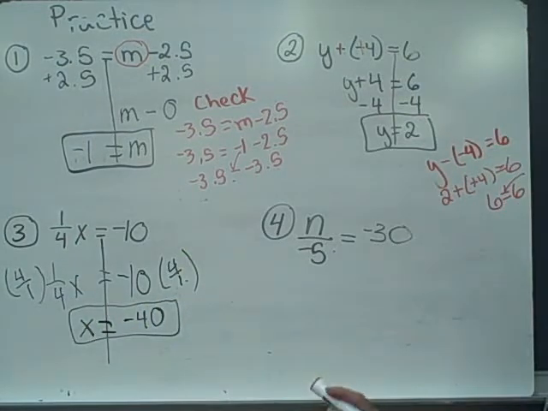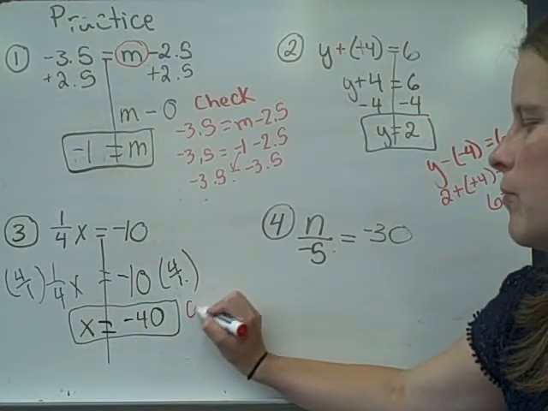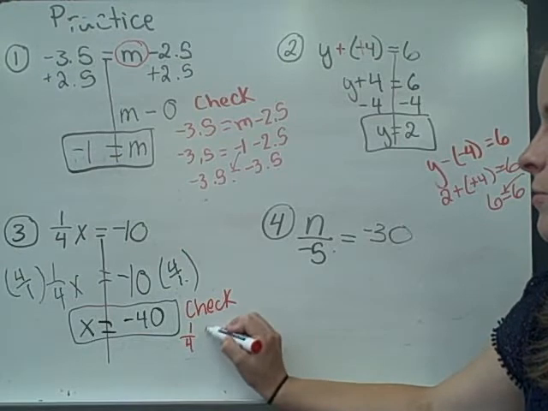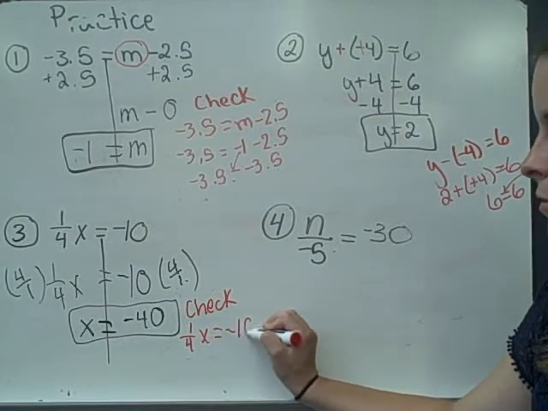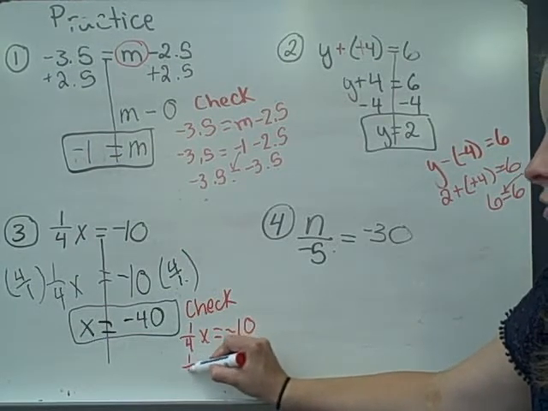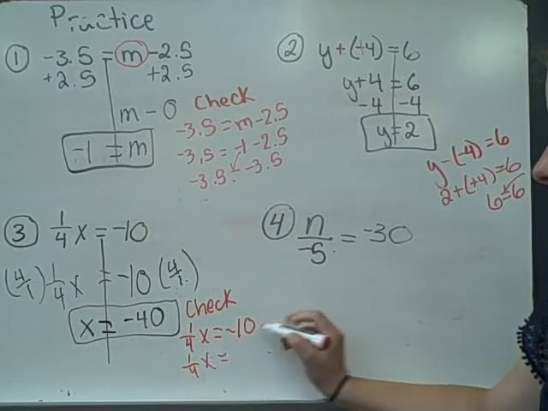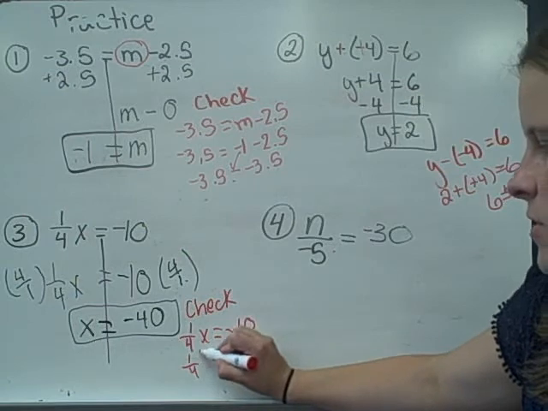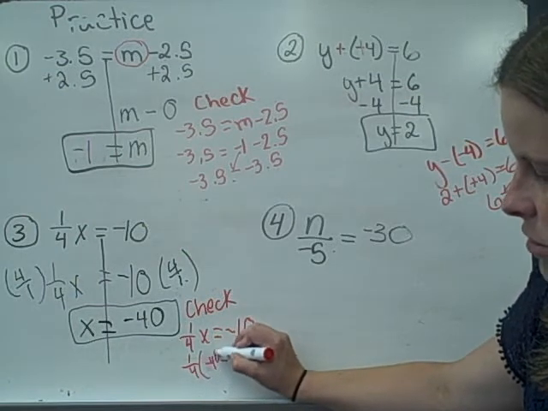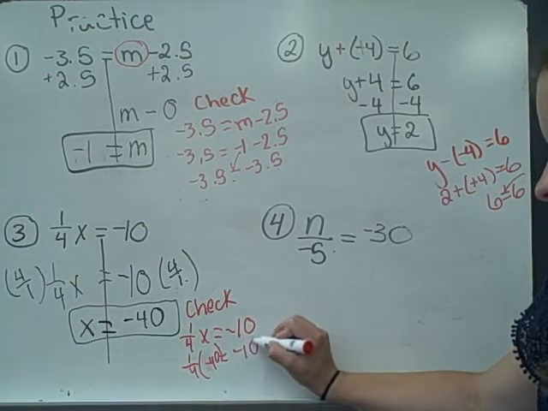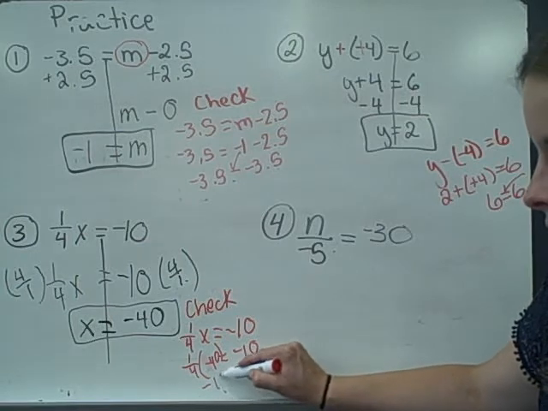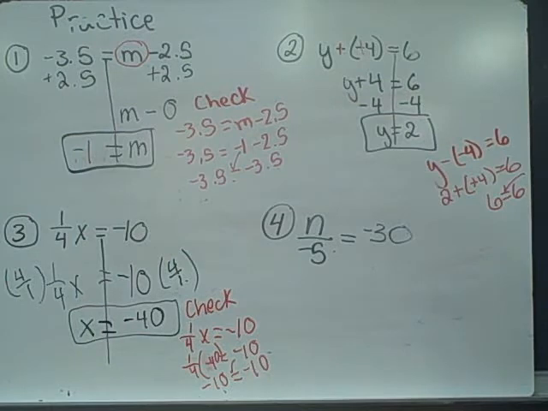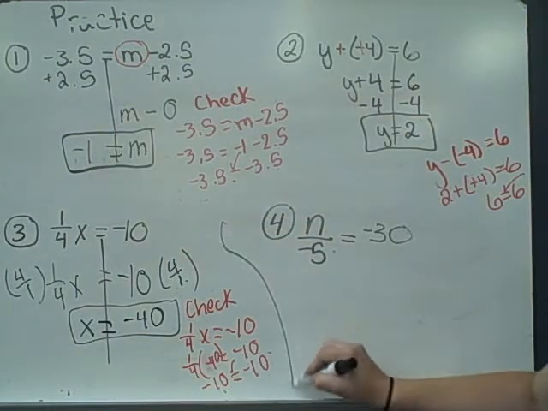So let's go ahead and plug it in and check, make sure we're right. You write down your original equation. And we say, is 1/4 times a -40 equivalent to a -10? And it is. So -10 would equal -10. Okay?